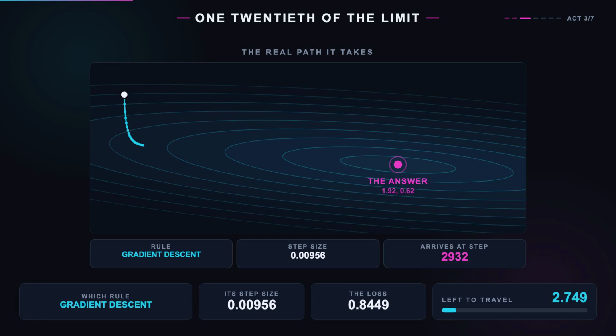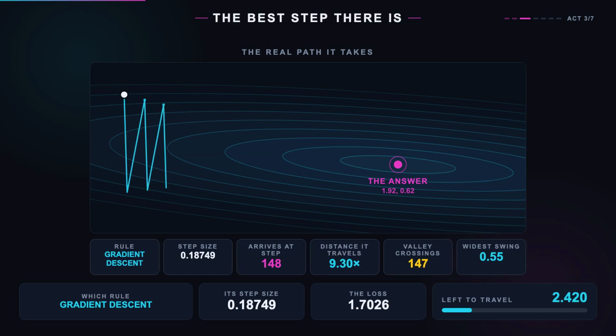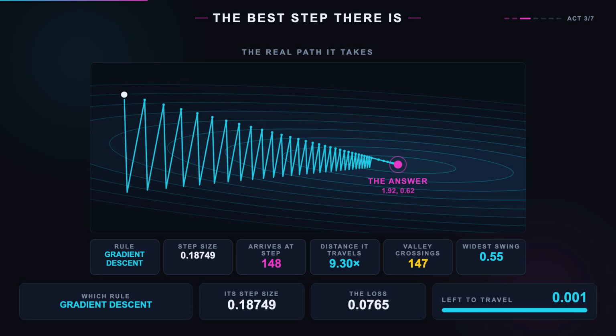A cautious step first. About 1/20th of the largest one this surface allows. It works. It also barely moves. 400 steps in, it has covered 55% of the distance. It does arrive at step 2932. Now the best step size plain gradient descent can possibly use here. There is a formula for it, and it comes out at 0.19. 148 steps, 20 times faster, and look at what the path is doing. It zigzags. Every single step, it crosses the valley and lands on the opposite wall.